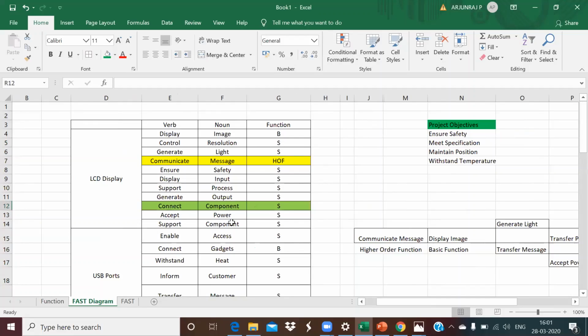And sometimes a support component may not be the function which is required, for which the company is going to pay money. Those things you can put in the green or red.